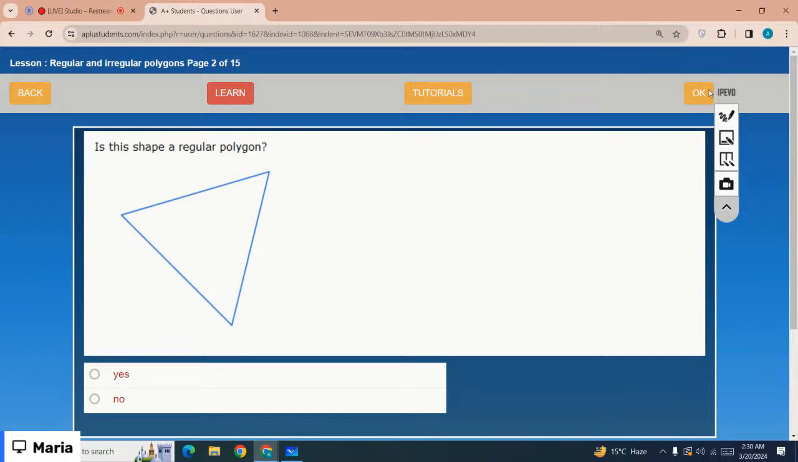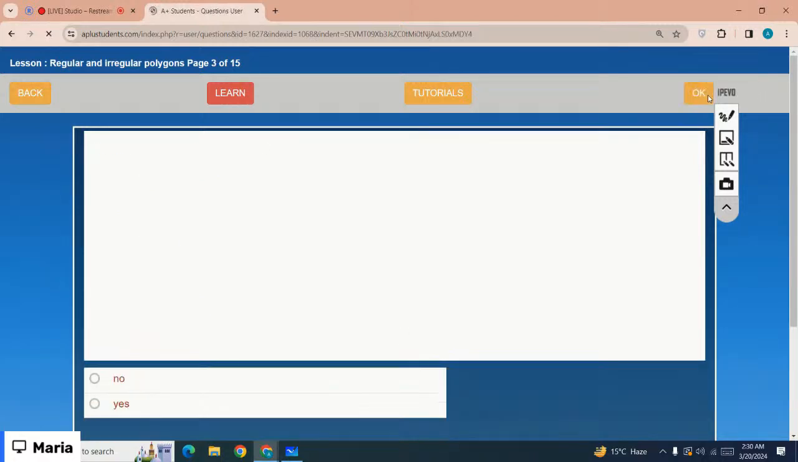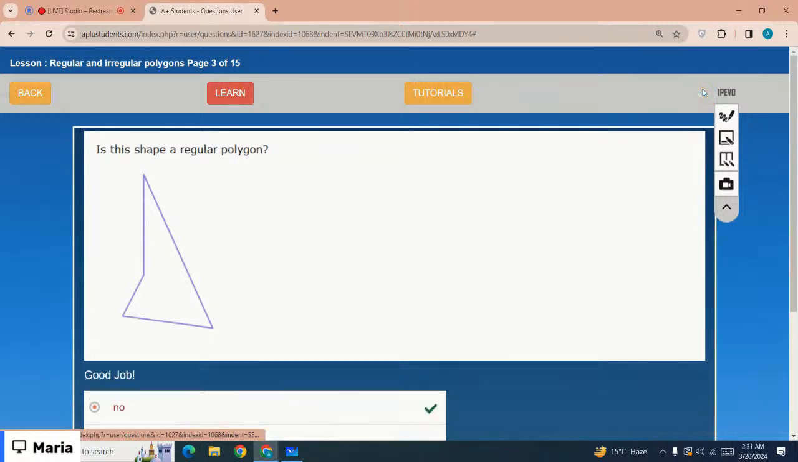Is this shape a regular polygon? Yes, that is exactly the same shape. So yes. Is this shape a regular polygon? The correct option is no, this isn't a regular polygon. The correct option is no. Irregular polygon it is, right?